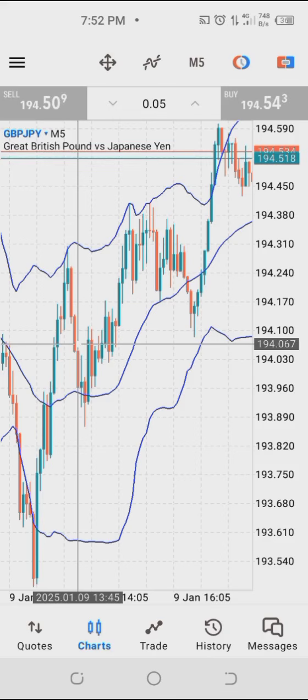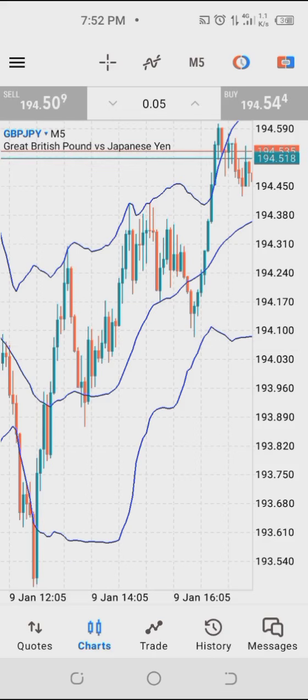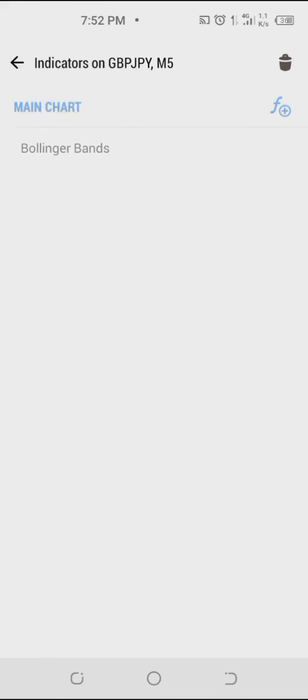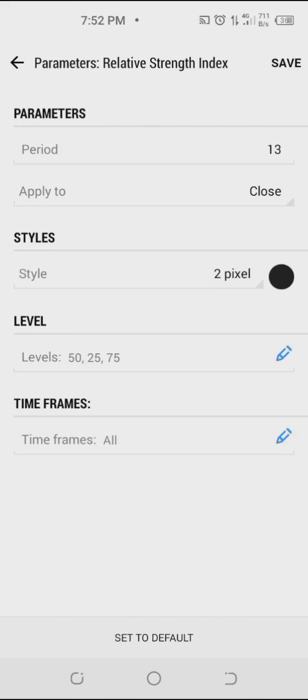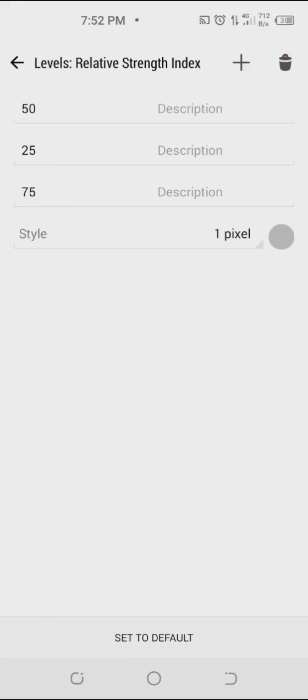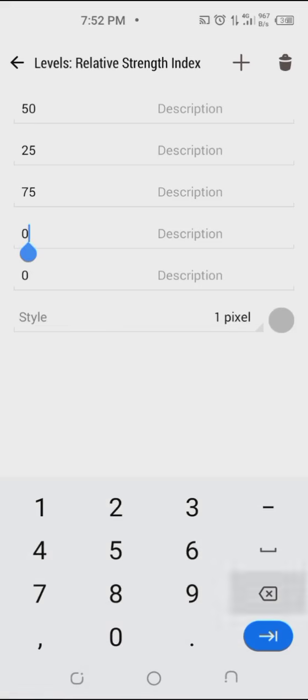Now we're going to be adding the next indicator, which is the relative strength index. So I'll be adding my RSI to the chart. The RSI is going to look a little bit funny with several levels. We're going to be using levels 50, 25, and 75. I'm going to also add 2 more levels, 70 and 30.